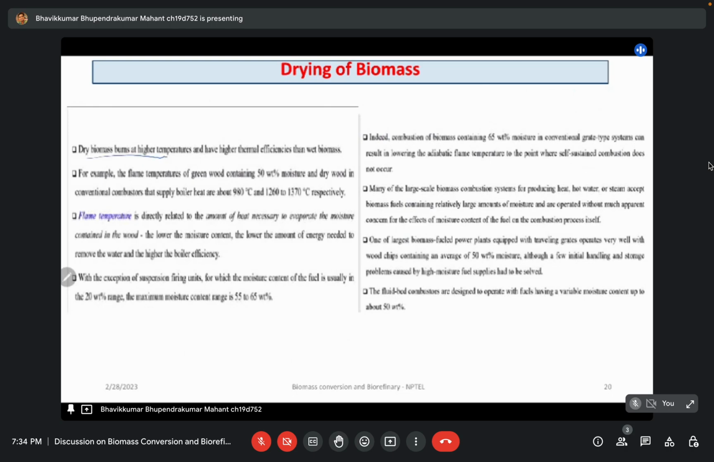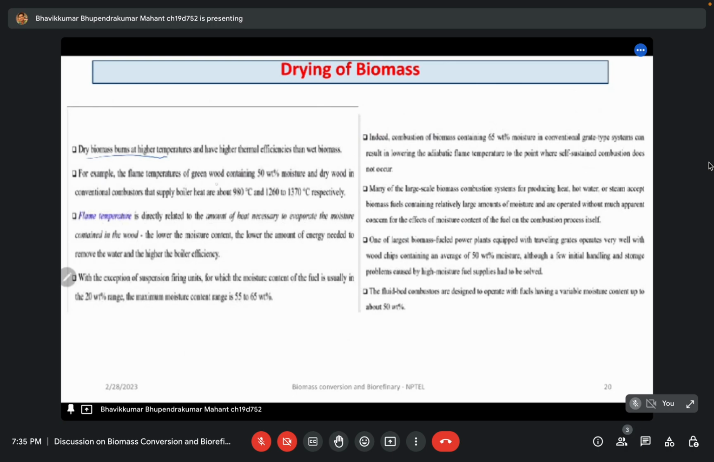It can burn at a very high temperature. If you go for high temperature, it will give higher thermal efficiency than wet biomass. So after drying, whatever dry biomass you have, you have to go for the high temperature, and it has a very high efficiency. There are two contradicting things. So your conversion process will have a high temperature.